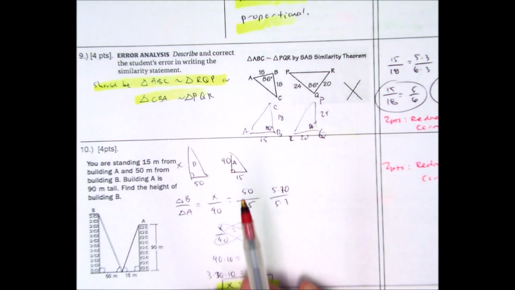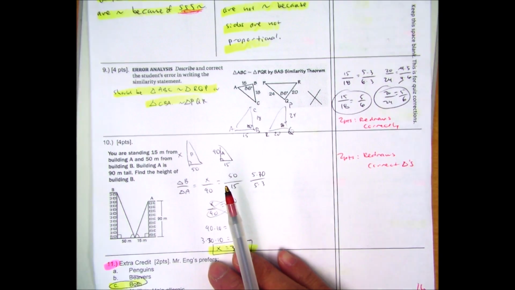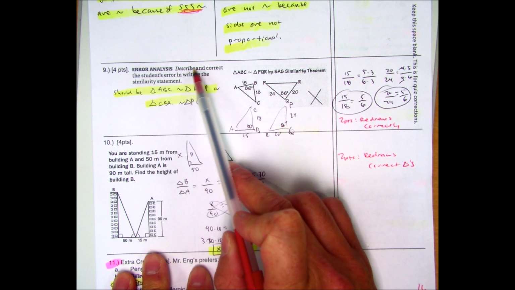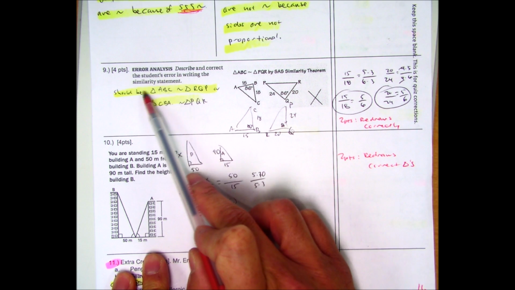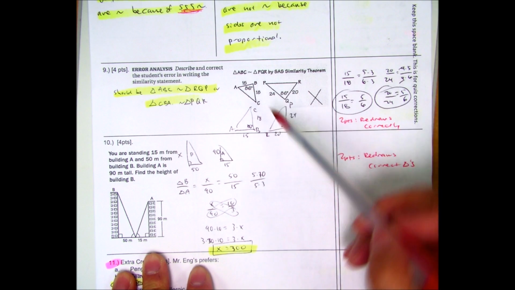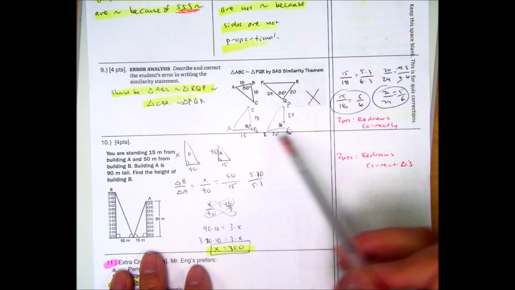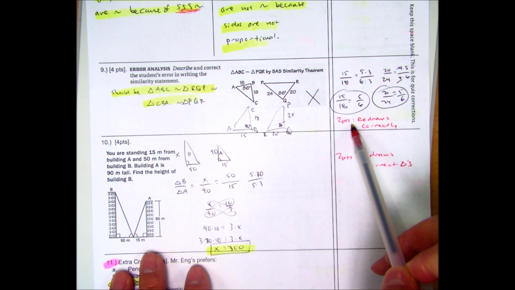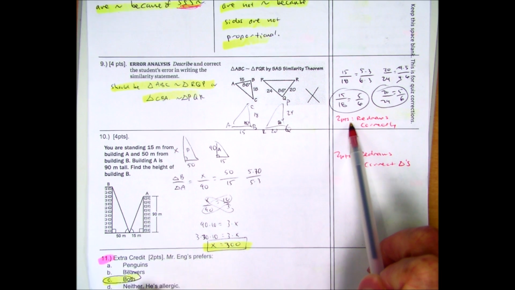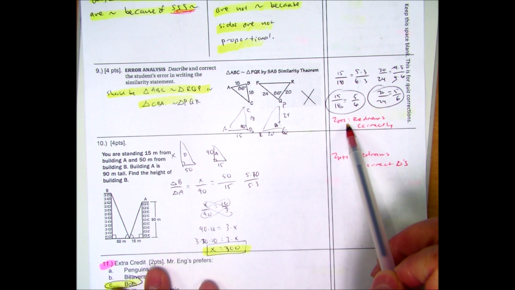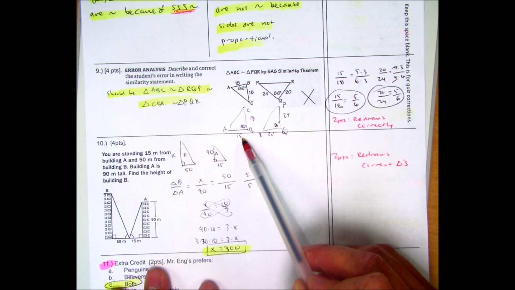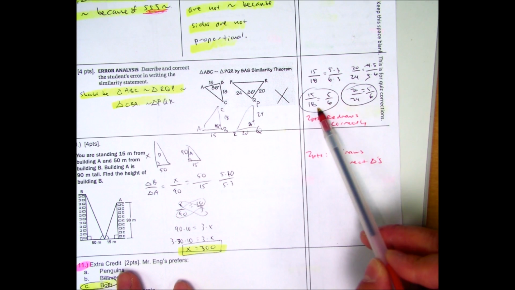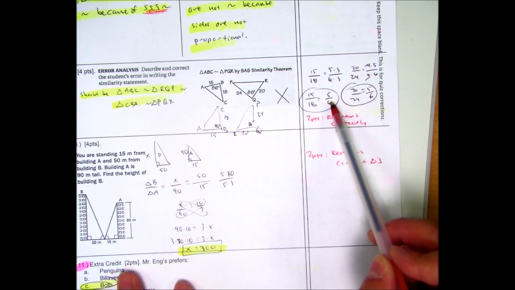Question number 9. Error analysis. Describe and correct the student's error in writing the similarity statement. Well, the first thing I did is I reoriented my picture. So if you redrew your triangles correctly, I gave you 2 points. The next thing I did is I looked at my sides. And when I looked at my sides, 15 to 20 and 18 to 24, you'll recognize that they are proportional. They have the same scale factor.